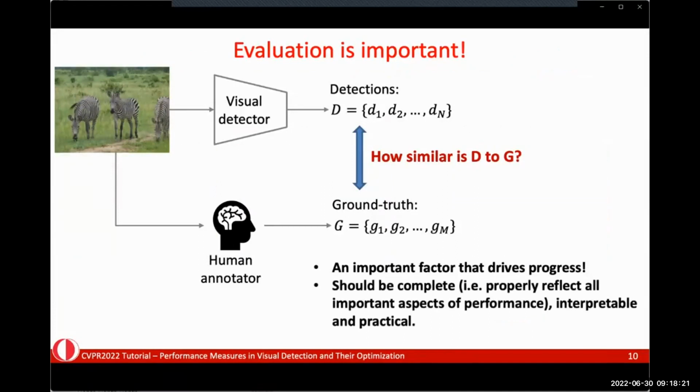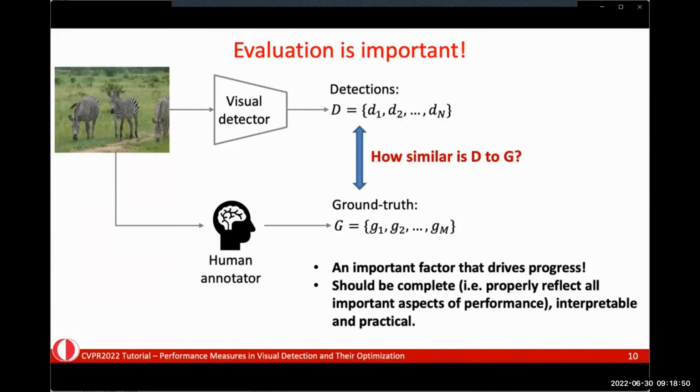First, evaluation must be complete. That is, given the list of detections and the list of ground truth, the evaluation should properly reflect all important aspects of performance. In the case of visual detection, these aspects are recall, precision, and localization. The evaluation measure must be interpretable. The higher its interpretability, the more insights it would give us about potential ways to improve visual detection.